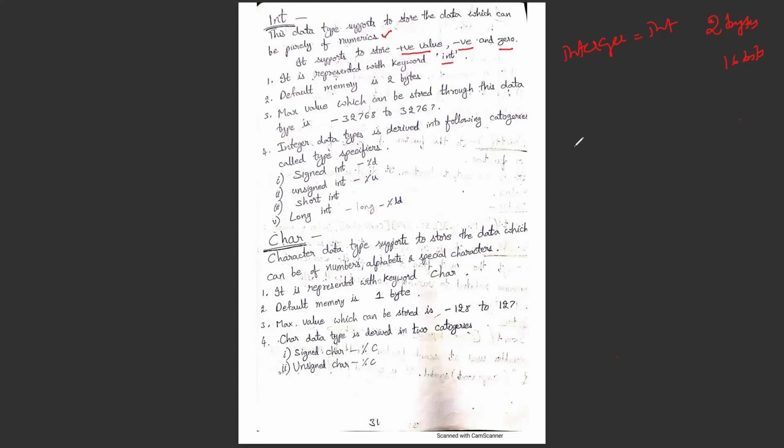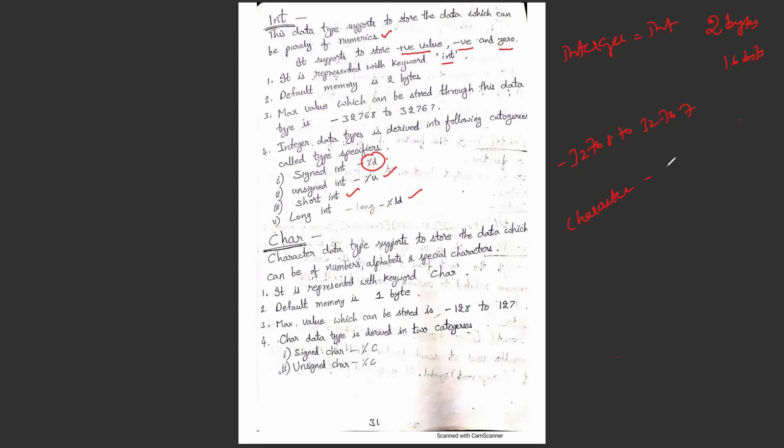So the range of values you can store with this data type is minus 32,768 to 32,767. The integer data type is derived into the following categories: signed int, which is given with percentile d, unsigned int, percentile u, short int, and long int, which is percentile ld. Then you have character, which is one more data type.